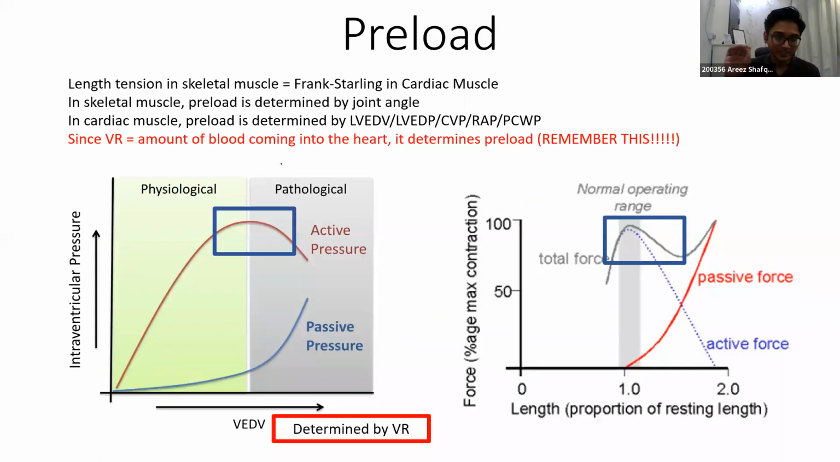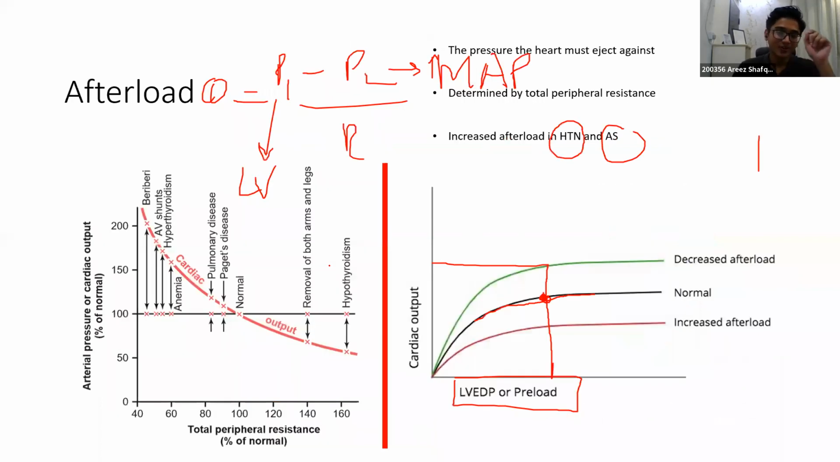The main concept we discussed for preload was that preload is the amount of blood in the ventricle before it contracts. The more blood I have in the ventricle, the better the contraction. As long as I'm following this relationship, I am following Frank Starling. So let's follow this normal curve here. Let's draw a line here, and let's say this is a preload of 1. And let's say this is a preload of 3. This is a cardiac output of 5, and this is a cardiac output of 10.